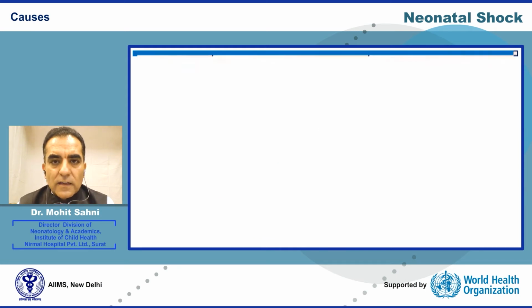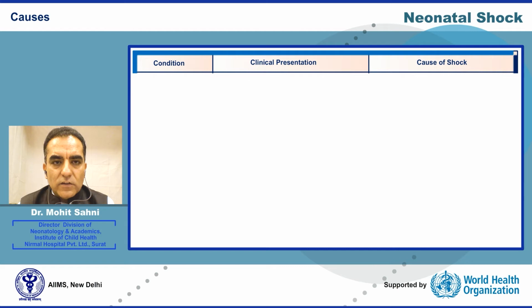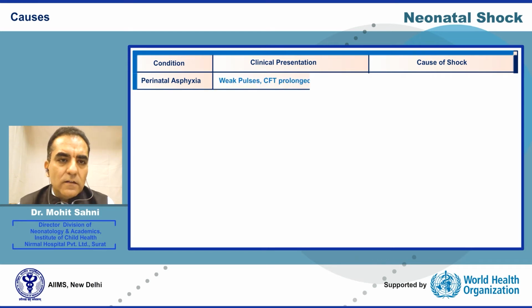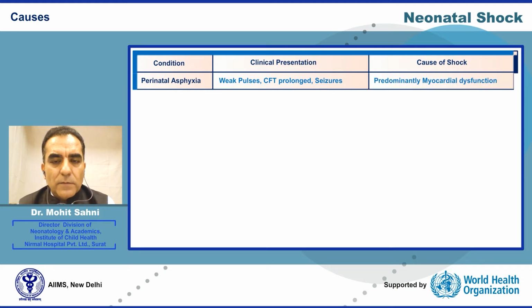In this table, you can see the various etiologies, how they present clinically, and what the major pathophysiological component is which is causing the shock in these patients. For example, in perinatal asphyxia, most of these patients will present with weak pulses and prolonged capillary refill time. That is a common presentation for most of the babies presenting in shock. In this, the baby may present with seizures. The predominant pathophysiological component which causes shock is myocardial dysfunction.